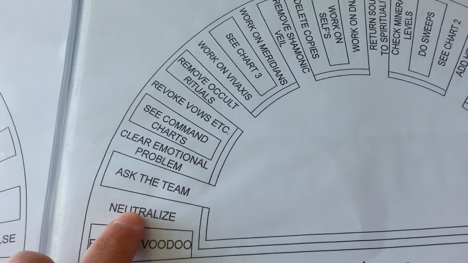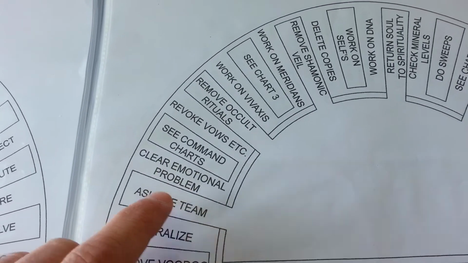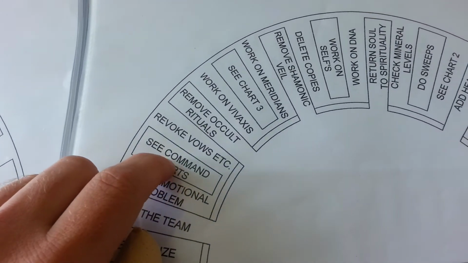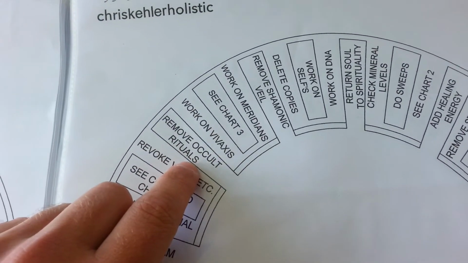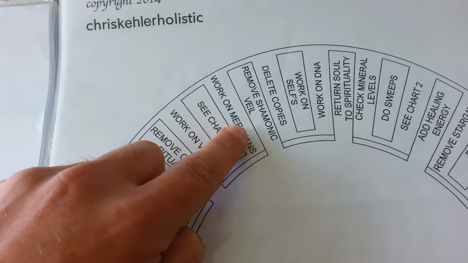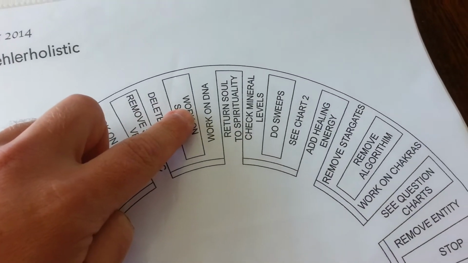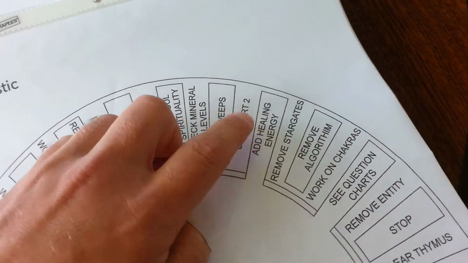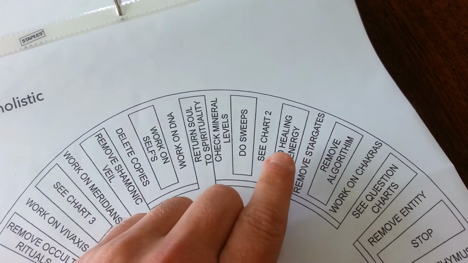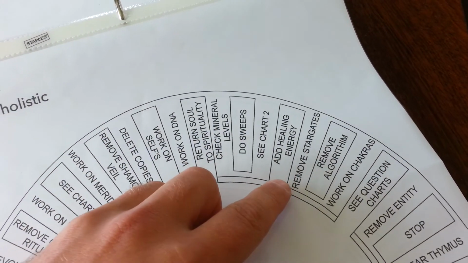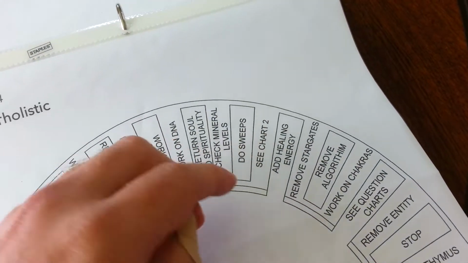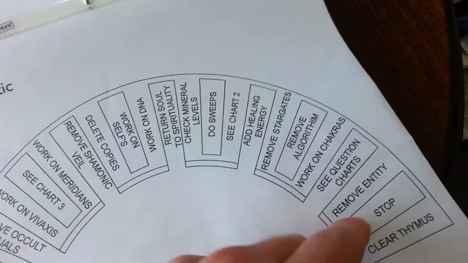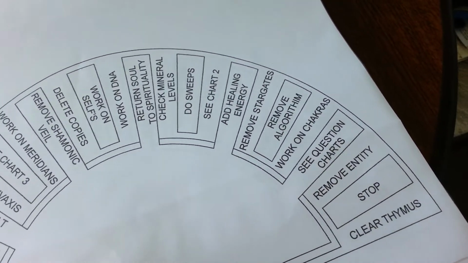Neutralizing is removing something. Asking the team means I ask my spirit guides through my pendulum, and they will give me an answer. So occult rituals, which are kind of demonic in nature, working on meridians, working on the DNA, adding a healing energy to that certain area of the body, removing stargates, which are kind of like a doorway to some of these negative entities or energies that get in your body. That may mean we have to close that door off, and removing that entity, which is like a dark force or a negative energy from the body.